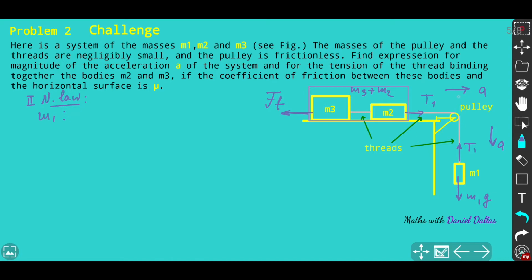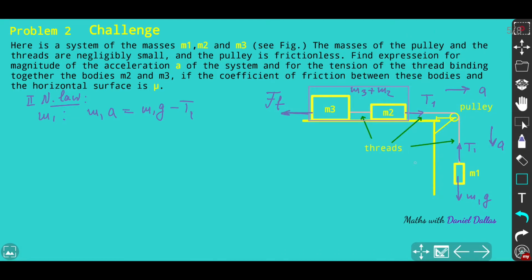All right, so for M1, we can set up M1a is going to be equal to M1g minus T1. Okay, as you understand, I've chosen the positive direction downwards.